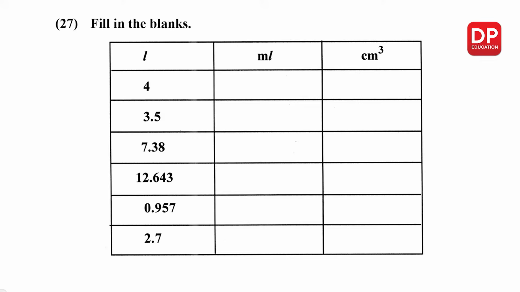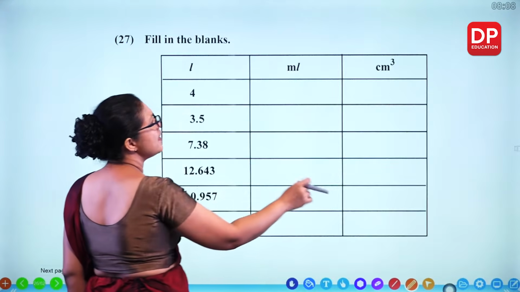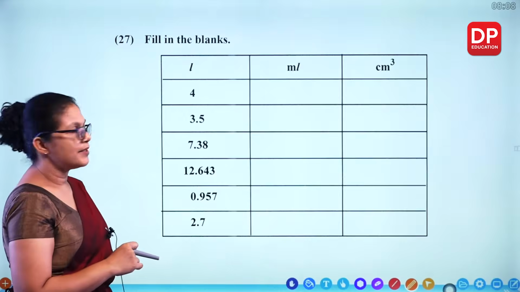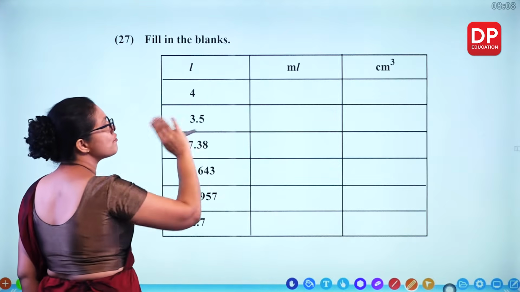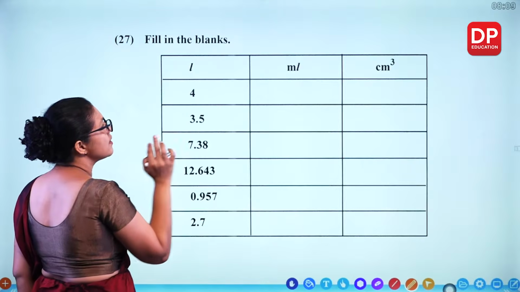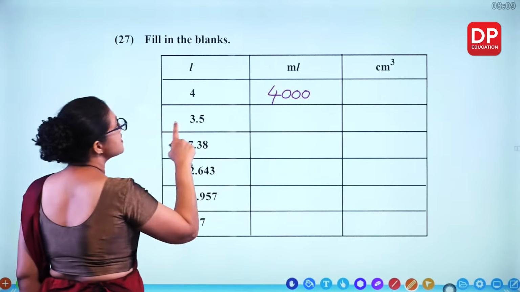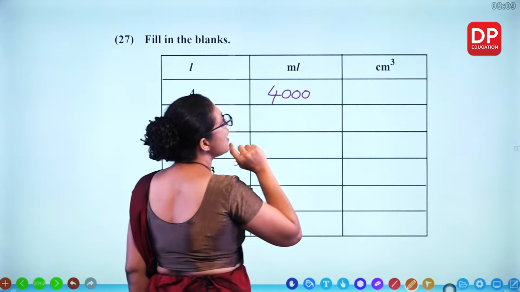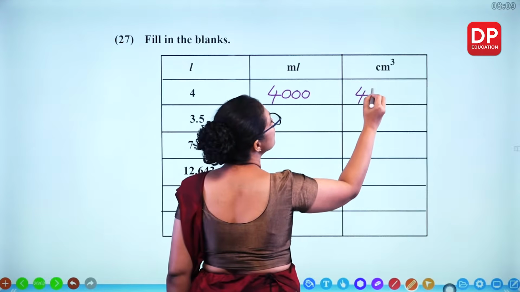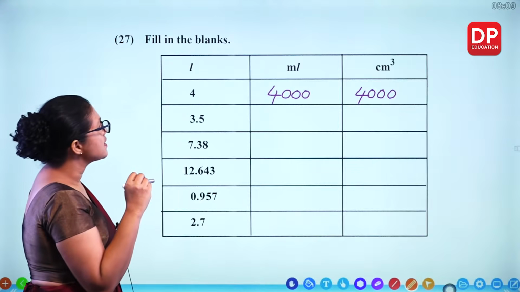Fill in the blanks. Liters are given. You are asked to write down the milliliter value and the cubic centimeter value. So how do you convert to milliliters? You have to multiply by 1000. 4 becomes 4000 milliliters. Milliliters and cubic centimeters are both equal. So this is also 4000 cubic centimeters.